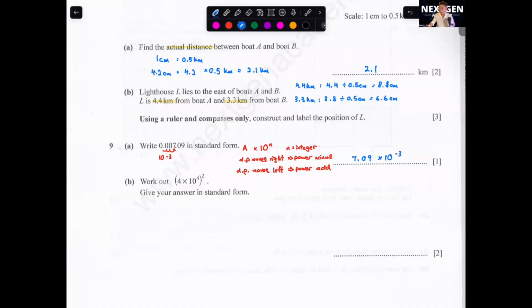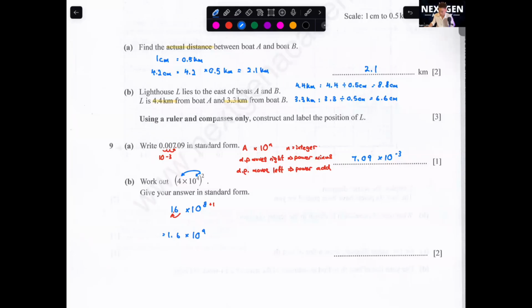Okay, the next one. When we square this, this will be squared, and this will be squared. So 4 squared is equal to 16 times 10 to the power of 8. Then here, we want to move the decimal place to the left. Moving it to the left means your power will add 1. So here will be 1.6 times 10 to the power of 9.